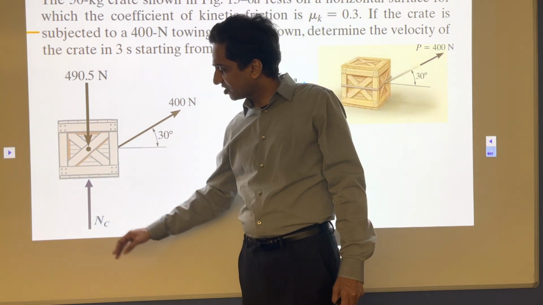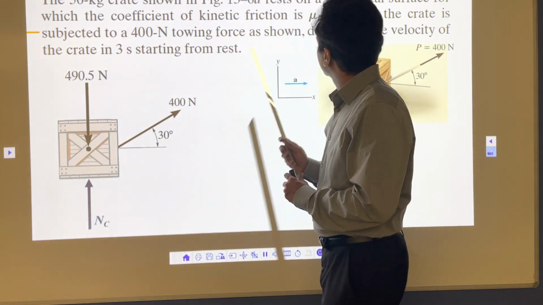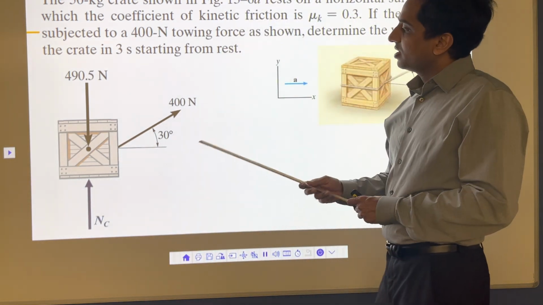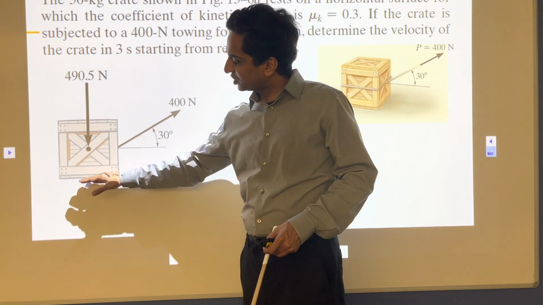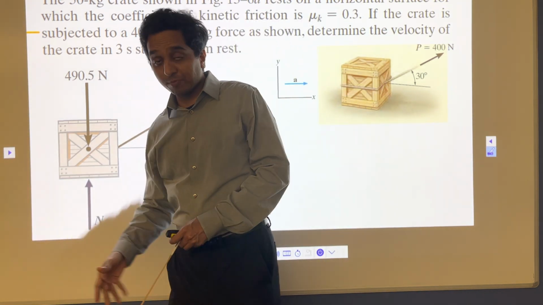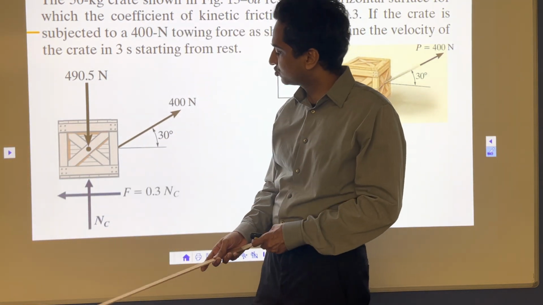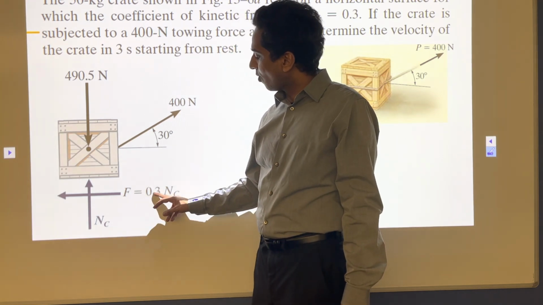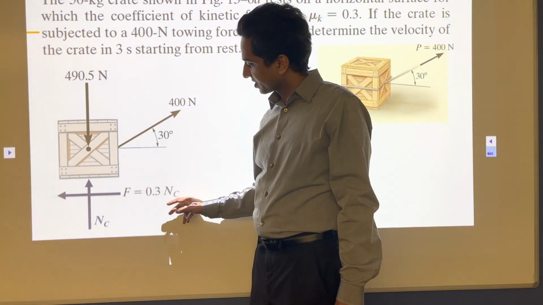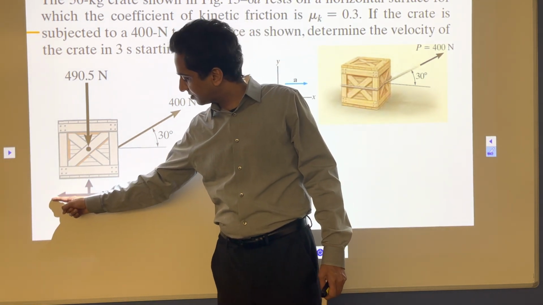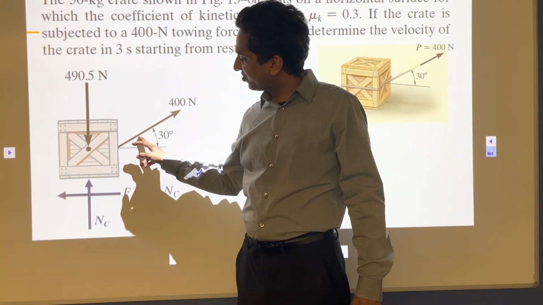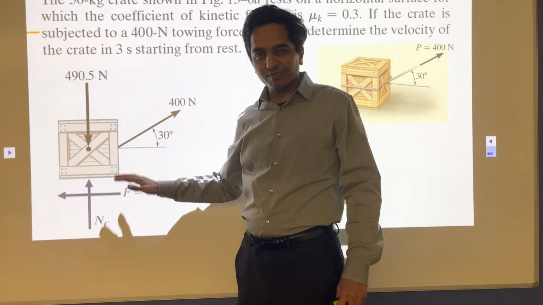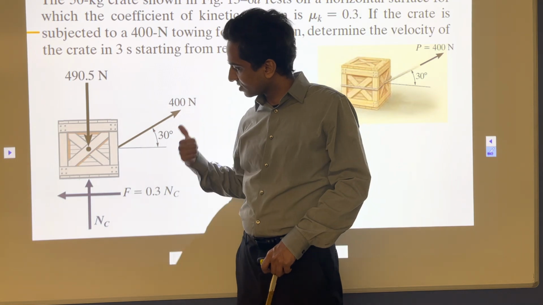And then there is another force which is against motion because of the friction. As you start pulling, there will be some friction, and that friction force will be acting in the opposite direction. So my frictional force will be F equal to 0.3 N, acting in that direction. So these are the forces that are there. That's my free body diagram with all the forces.